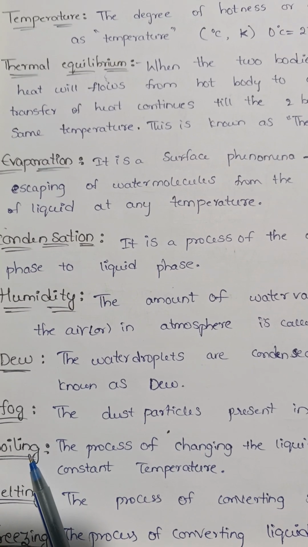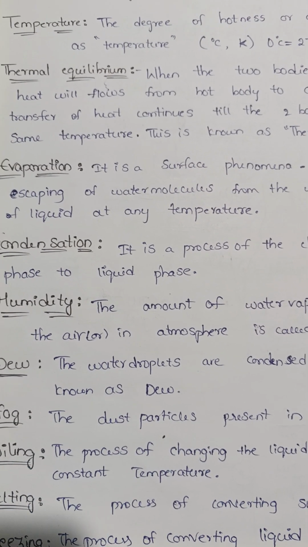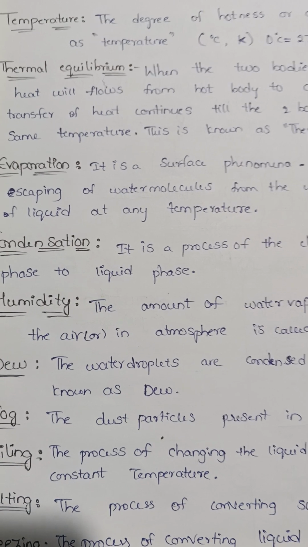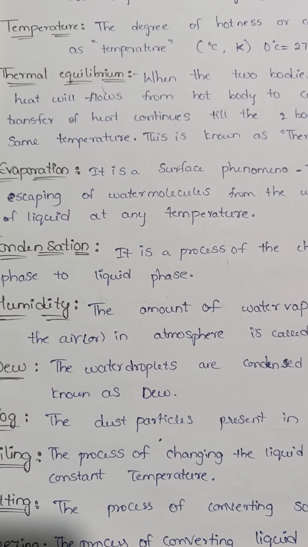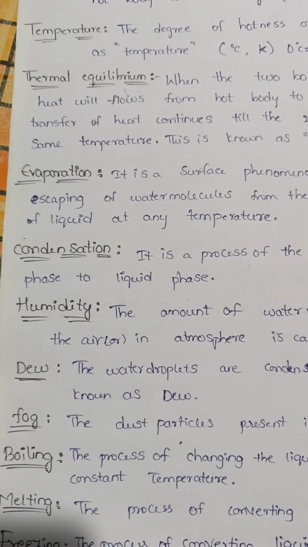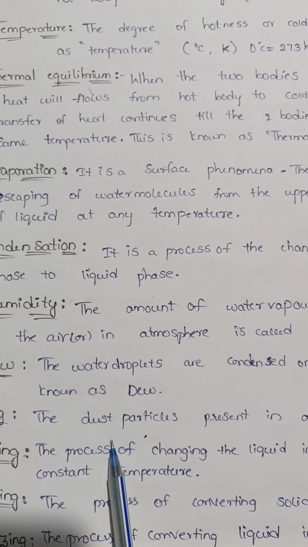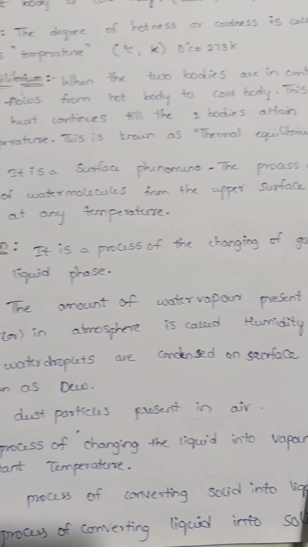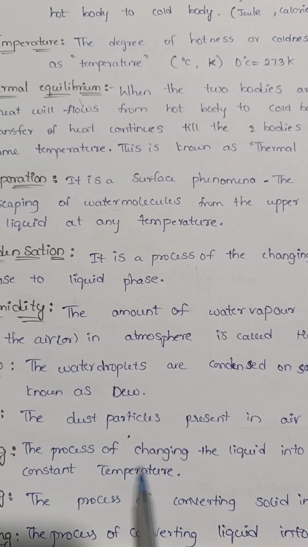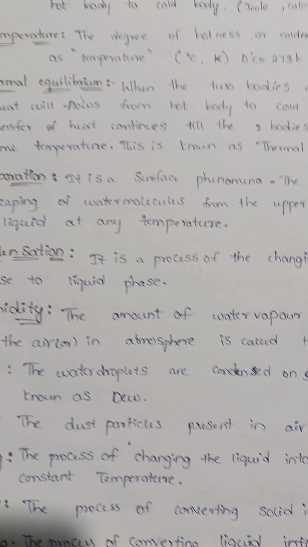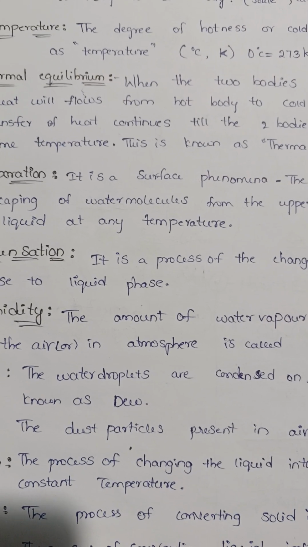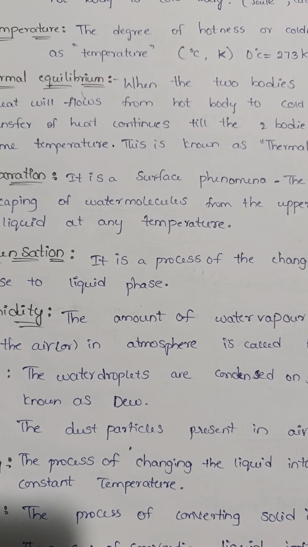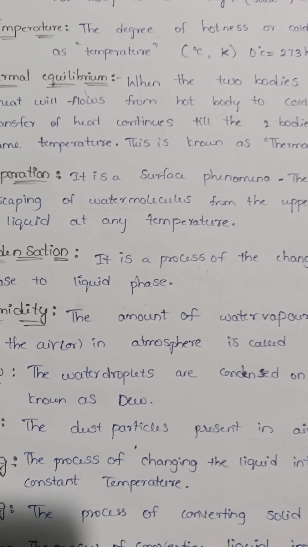And boiling point. We already know that by heating water, the water starts evaporating after reaching 100 degrees Celsius. The process of changing a liquid into vapor state at constant temperature, which means 100 degrees Celsius. When the water reaches 100 degrees, then the evaporation takes place.